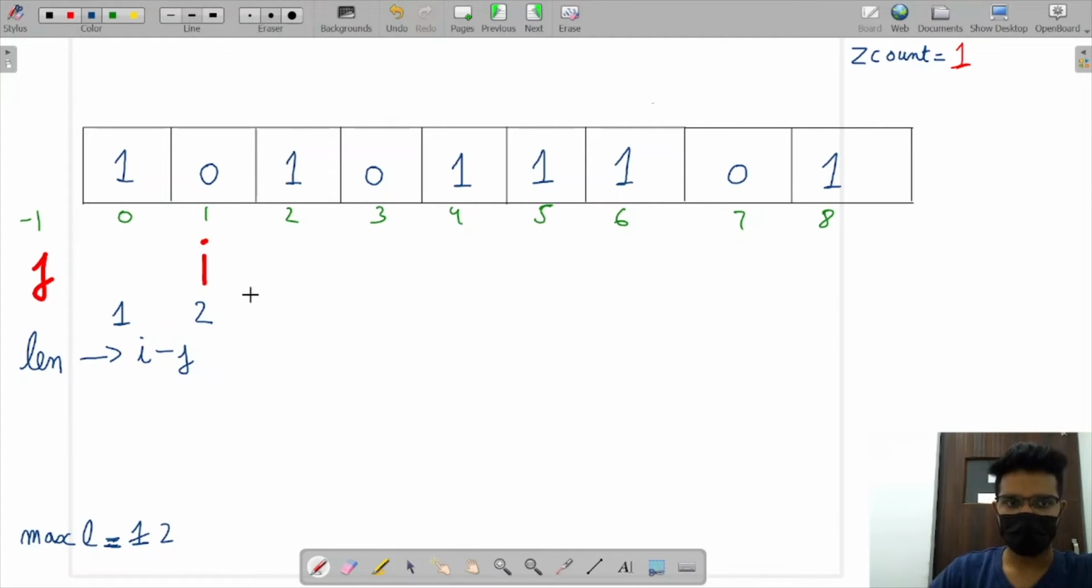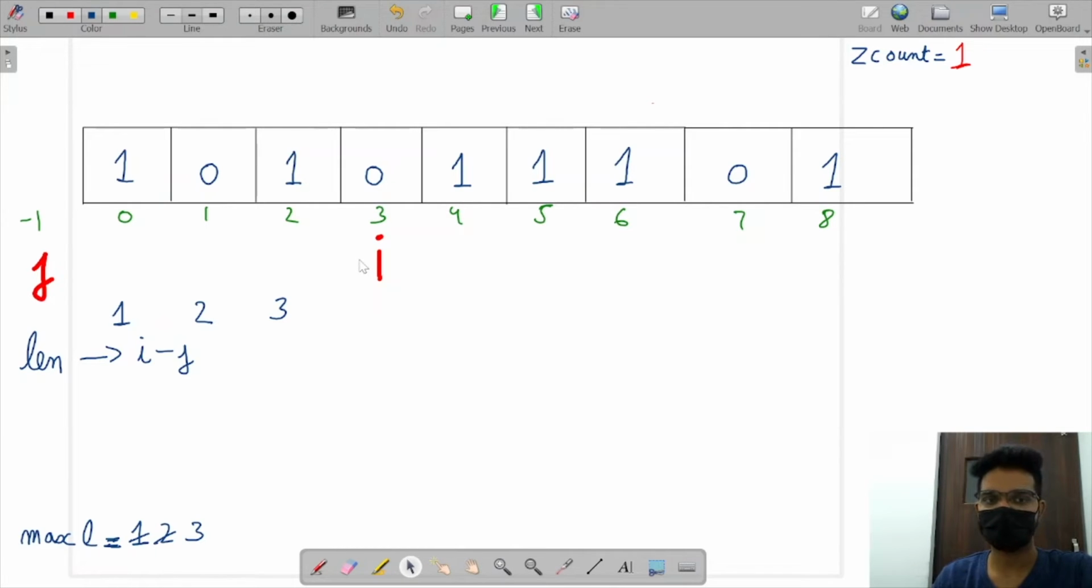Right. Again, we are going to move our i. This time it is 1. So of course we can include it. It's going to be 2 minus -1, that is 3. Our max length is going to become 3. Then we increase our i. And now, important case, it gets to a 0.